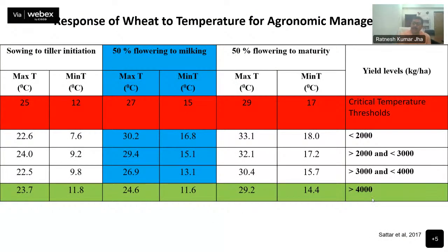So this is again the basic data. If you want to have higher productivity, of more than 40 quintals, this much rainfall and temperature range should be there. So we cannot control the temperature of the environment, but of course we can change the sowing window of the wheat crop and adjust the temperature according to the requirement.